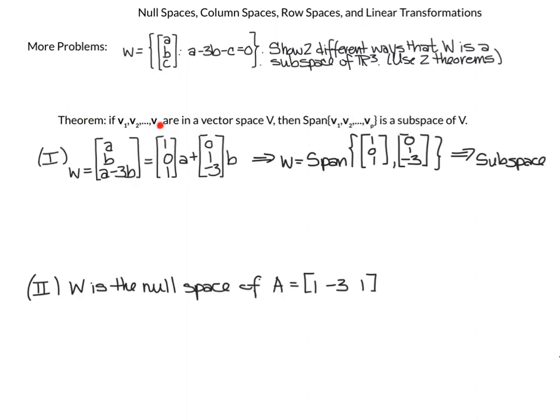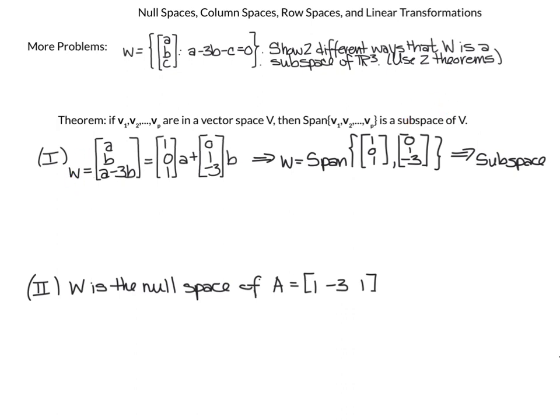The first way I have is this theorem here, which we had used in a previous example, and this theorem is from our video on vector spaces and subspaces. So if you have a set of vectors in a vector space, then the span of those vectors is a subspace, also a vector space.